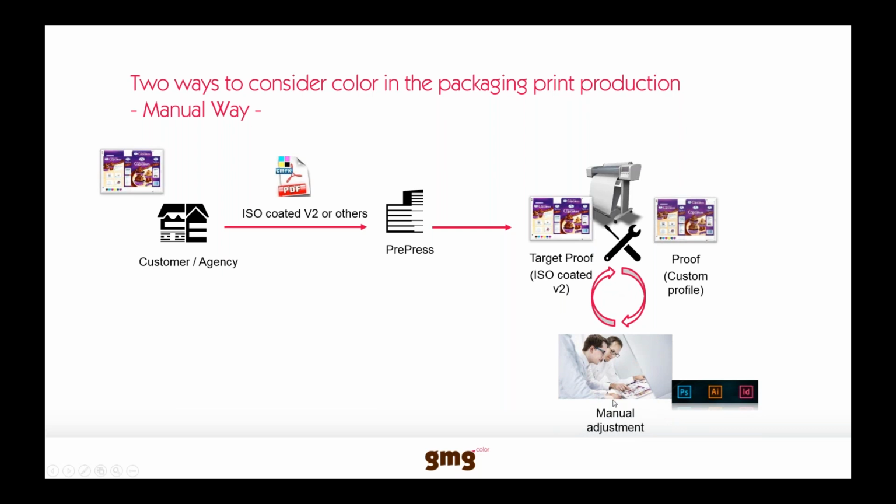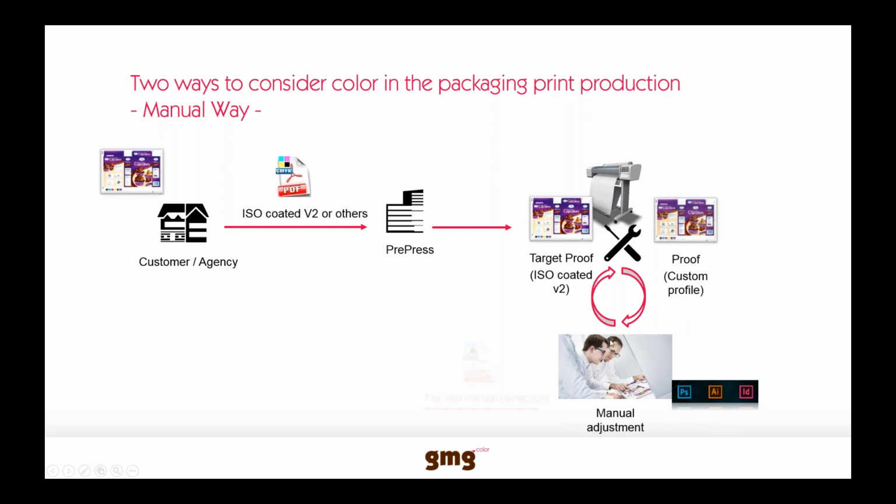And then the manual adjustment starts. You have to manipulate your files in very common tools like Illustrator, Photoshop, or InDesign, or other solutions on the market to retouch PDFs and graphical artworks, and manipulate the color values until the files are as close as possible to ISO Coated v2 with the proof profile of the press, so your custom profile.